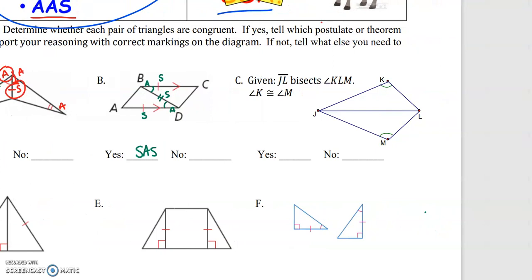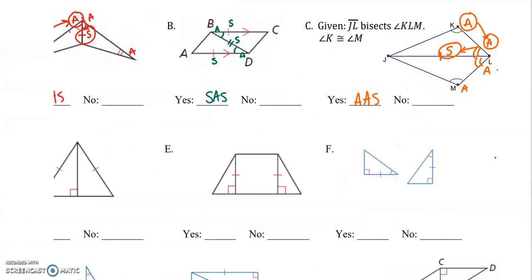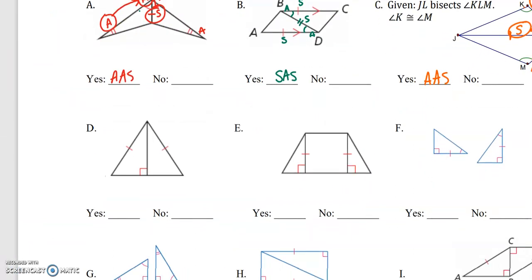The next one, we want to mark our JL bisecting this angle here. And then we want to mark, well, K and M is already marked, and so we're going to mark our reflexive. And so we have an angle and an angle and a side. Remember, we start on the outskirts. We don't jump around, and we go in order around. Angle, angle, side. Yes, that's a reason, and it does match up because we have that same thing over here. Angle, angle, side.